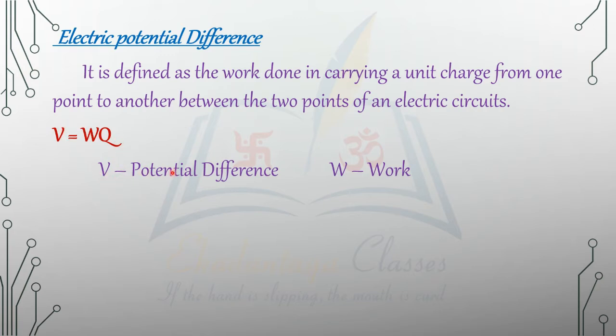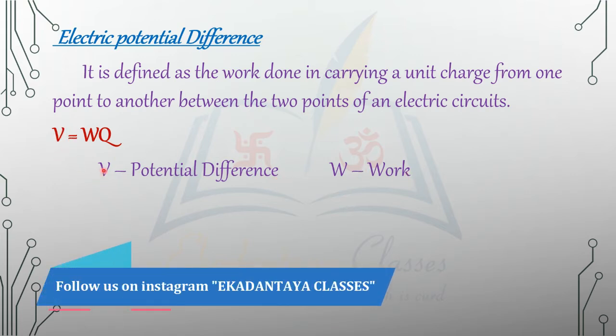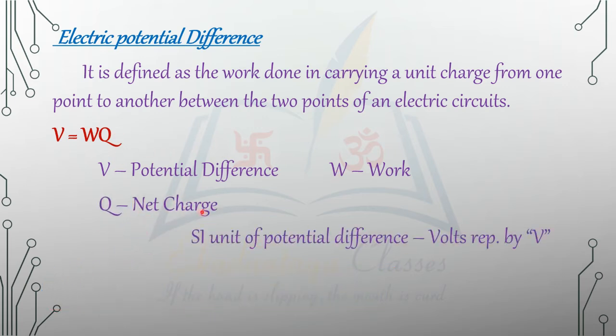Here V is the potential difference, W is the work, and Q is the charge. The SI unit of potential difference is the volt, which is usually represented by V.